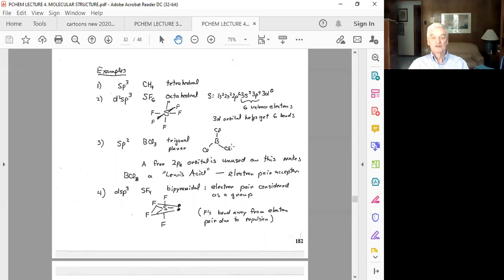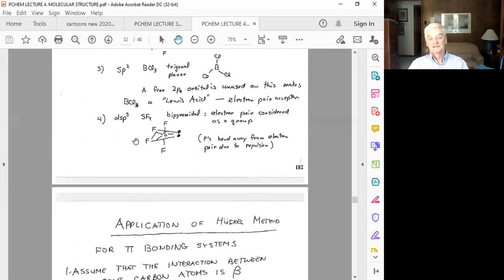I just showed you the diagram for BCl3. sp2 hybrids can represent that just as well as for organic molecules. And here's a case for more exotic molecules that inorganic chemists might run into.